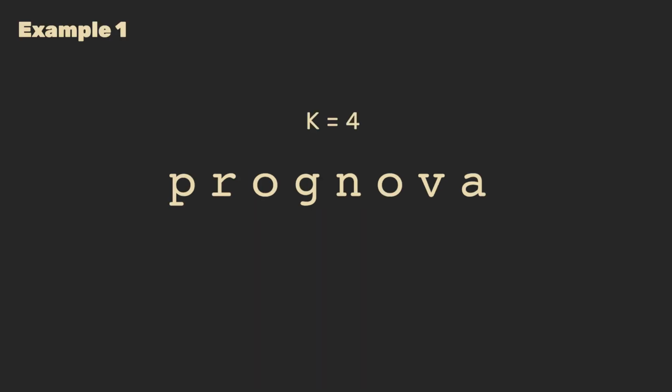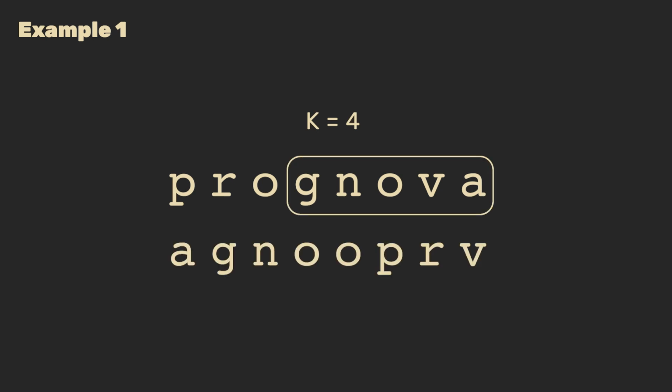For the first example, k equals 4 and the string is prognova. It turns out that for these inputs, we can do long swaps to make these characters sorted. Please have a look at an example window where k equals 4 and the sorted string. Can you reason about why it is possible here?